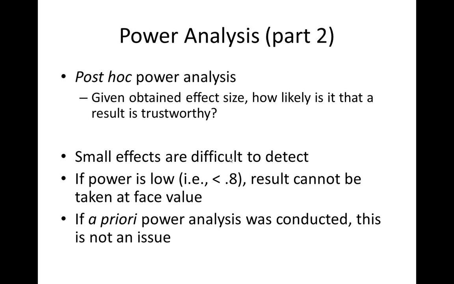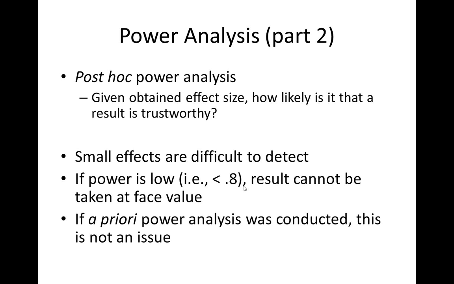Okay, so first off, what does it mean for power to be less than 0.8? What this means is that if you ran a study 100 times, your exact study with the same number of participants and the same variables, same instruments, everything, a power of 0.8 means that you would detect your effect 80% of the time. So 80 of those studies would detect the effect and 20 would not.